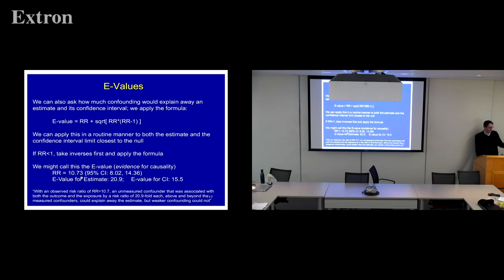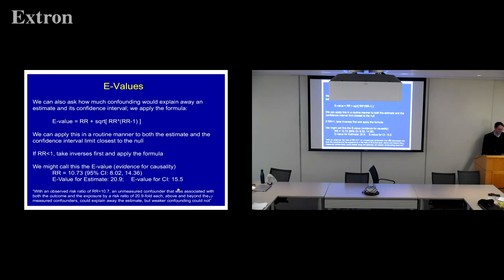So if we did this for that estimate of the relationship between smoking and lung cancer, we had a risk ratio of 10.7. Plug 10.7 in, and what we get for the E-value of the estimate is 20.9. And if we do it for the lower limit of the confidence interval, 8.0 plus the square root of 8.0 times 7, we get 15.5.